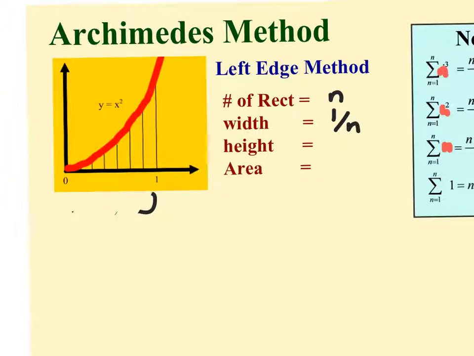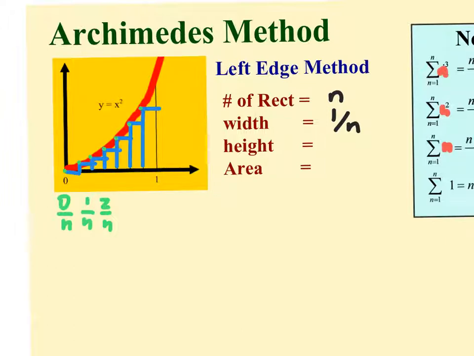Now, what would the heights be? Well, if it's a left edge method, and you'll see why this is going to get messy in a second, our first rectangle would look like that, our second rectangle like that, our third, our fourth, our fifth, our sixth, our seventh, or however many, up to n. Well, what would this height be? That'd be 0, so that'd be our 0 over n rectangle. How about that one? Well, that'd be our 1 over n. So that would be our x value. That'd be 2 over n, 3 over n, 4 over n, 5 over n, 6 over n, etc.